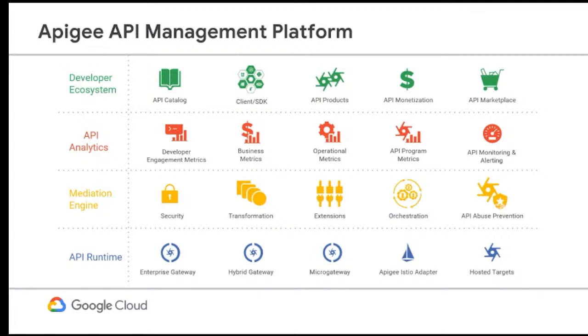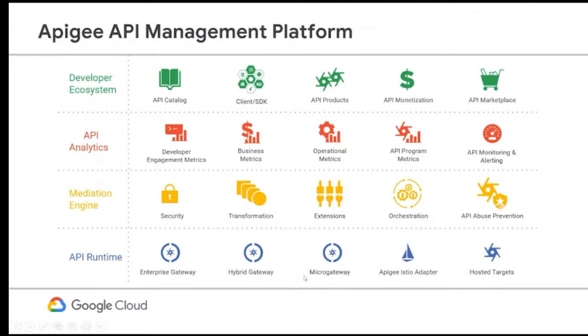Then different kinds of runtime are there. There is the enterprise gateway, where the actual APG processing happens. Both private cloud and public cloud come under the enterprise gateway. Private cloud is also enterprise gateway, and public cloud is also enterprise gateway.